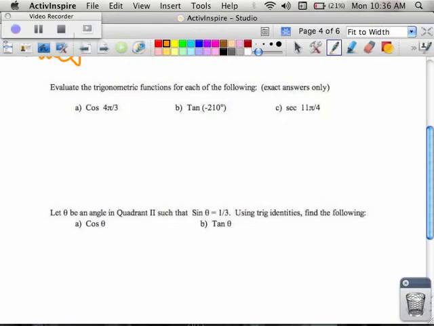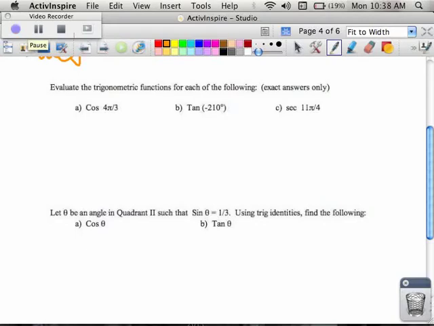Grab your calculator. Something that's super important in this chapter is to know whether or not your mode is degrees or radians. Because if you are not in the right mode in chapter 4, you will flunk the test. I'm just telling you right now, it's super important.